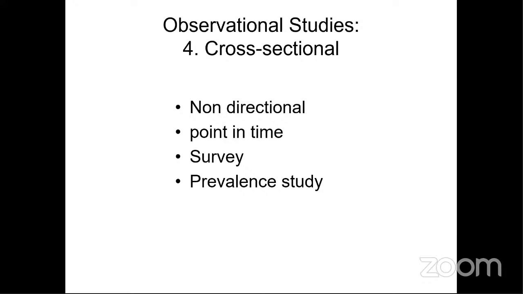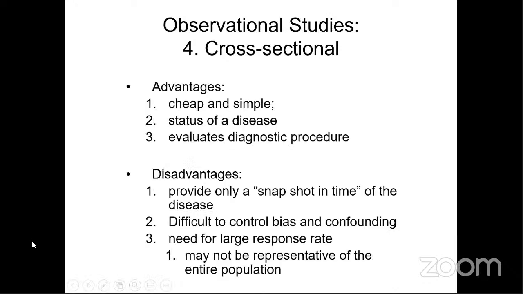Prevalence of coronavirus in South Africa, prevalence of diabetes mellitus, etc. So usually those are cross-sectional studies. You look at the behavior of a particular disease at a certain point in time. This is usually done through surveys, interviews, and the like. Advantages: it's a cheap and simple study. You would know the current status of a disease, and it could evaluate a certain diagnostic procedure.